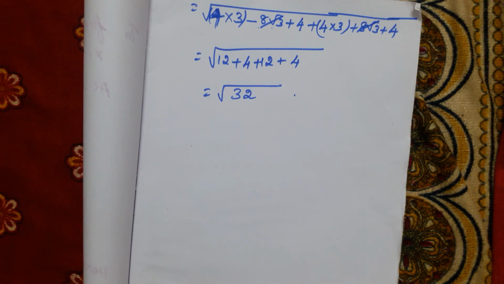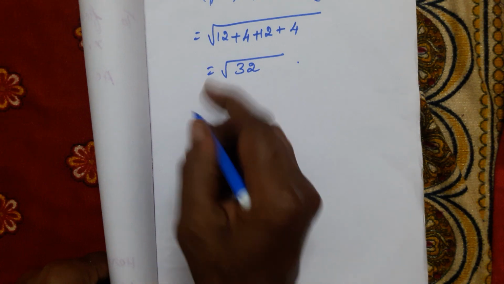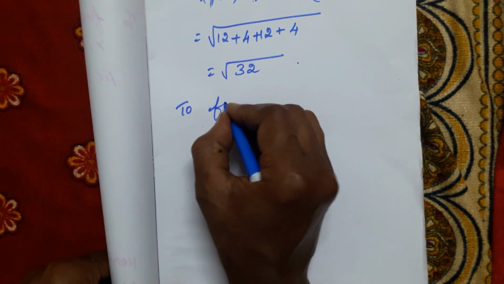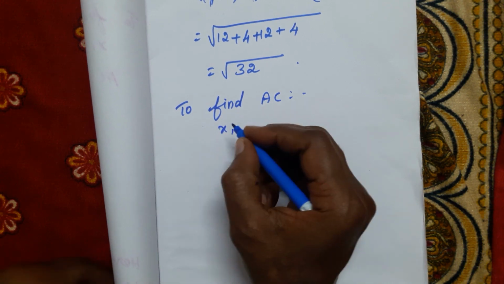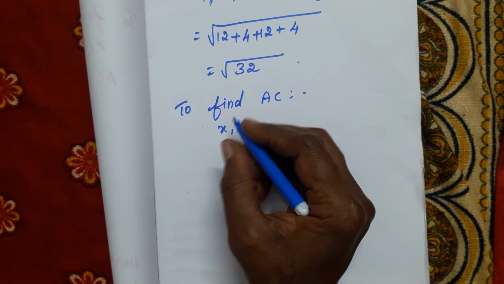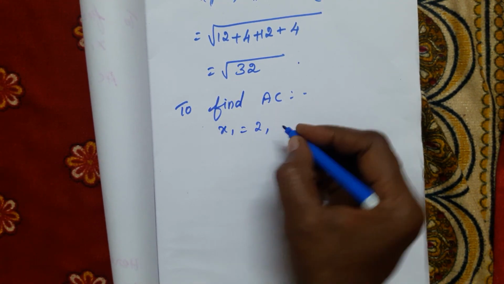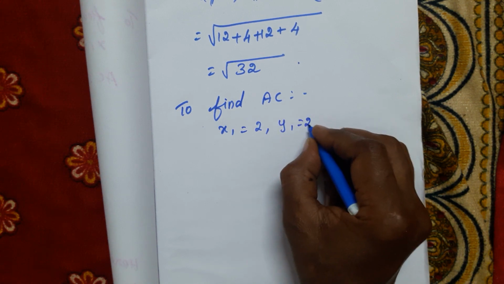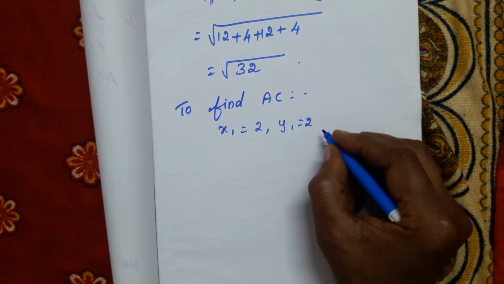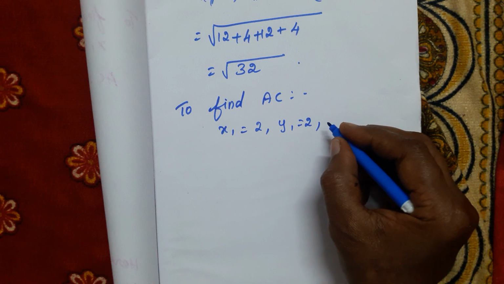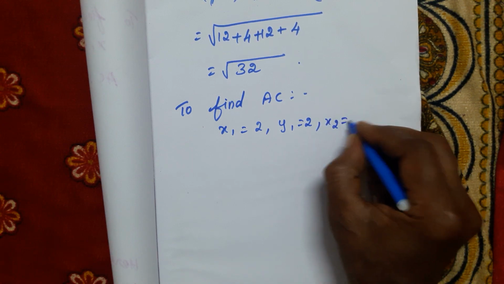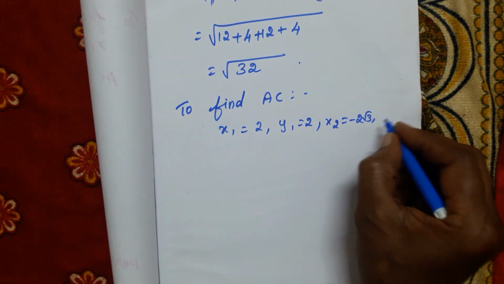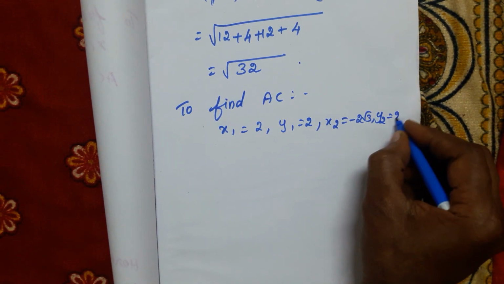Then what we want to find out? AC. To find AC, x1 is equal to 2, y1 is equal to 2. A point is x1, y1. Next, C point is x2, y2. x2 is equal to minus 2 root 3, y2 is equal to 2 root 3.